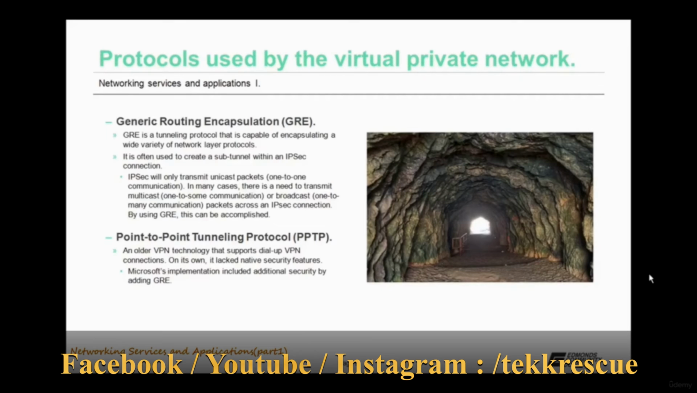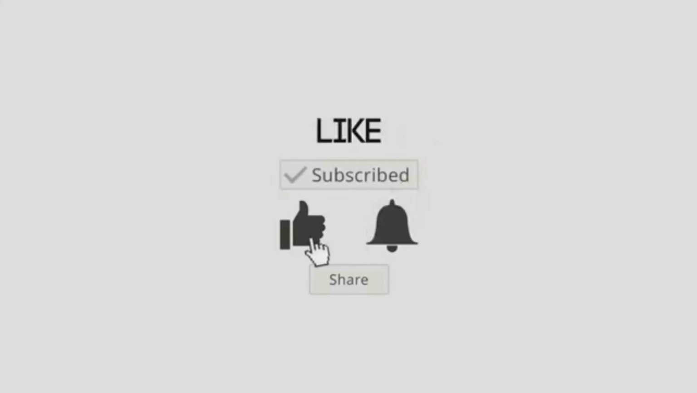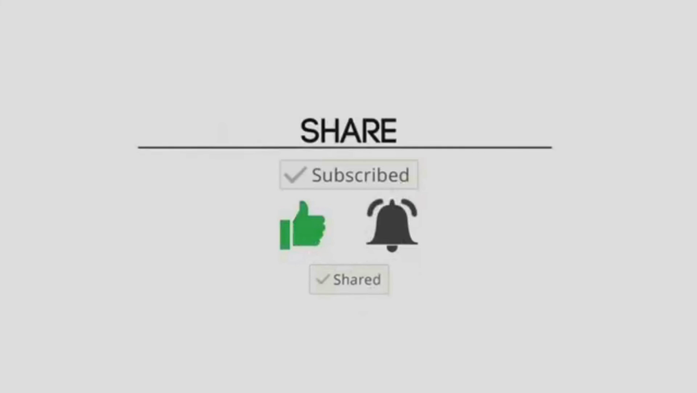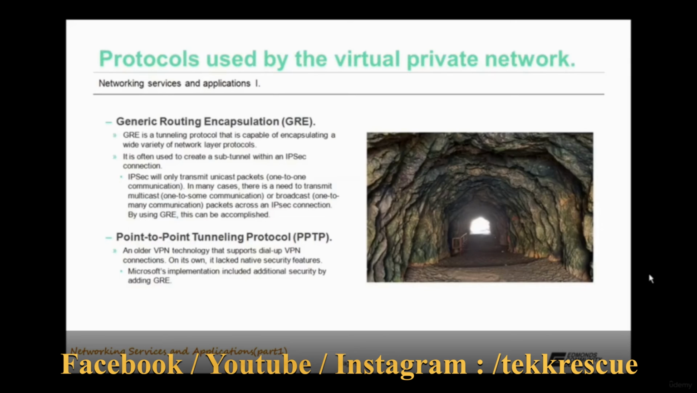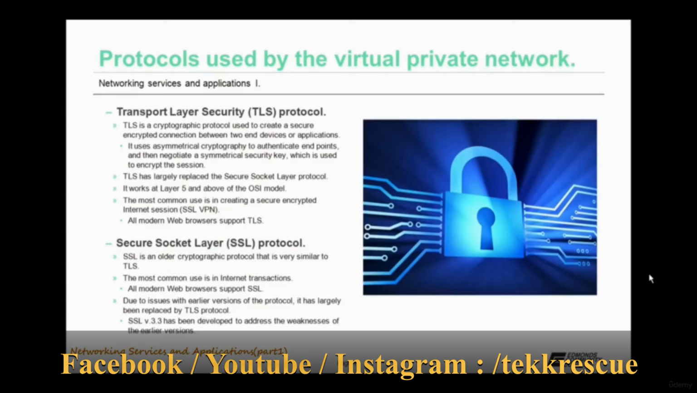Then there's Point-to-Point Tunneling Protocol, PPTP. This is an older VPN technology that supports dial-up VPN connections. On its own, it lacked native security features, so it wasn't very secure. But Microsoft's implementation included additional security by adding GRE to Point-to-Point Tunneling Protocol.